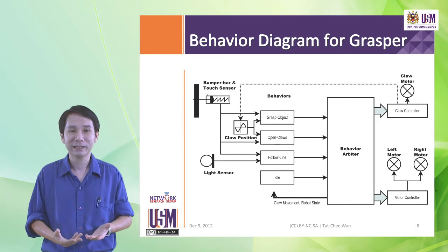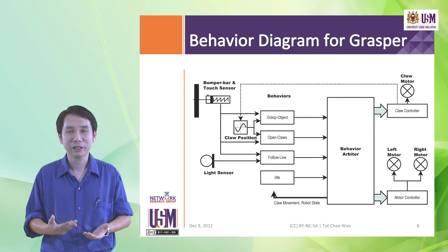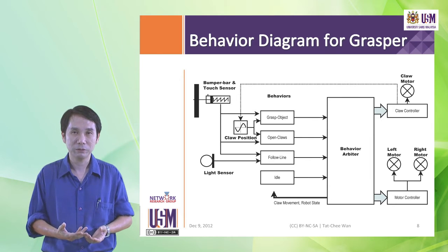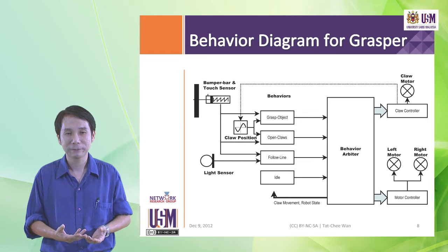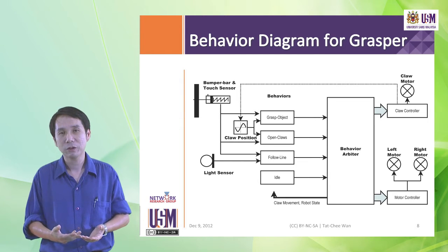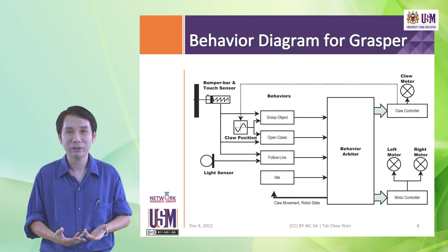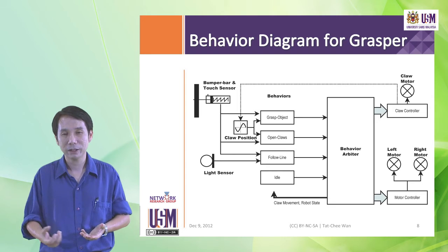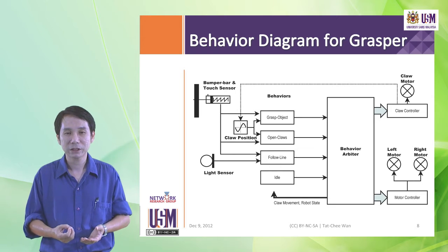On the left, we have the sensors. We have the bumper bar and the touch sensor used by the education set-based tripod that we have looked into previously. We have a light sensor for following the lines on the ground. And finally, we have a virtual sensor, because this is actually part of the motor device, which is the claw position sensor, to allow us to determine the rotation of the motor for controlling the claws.